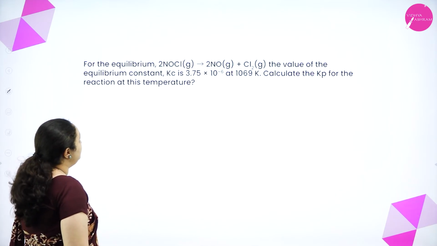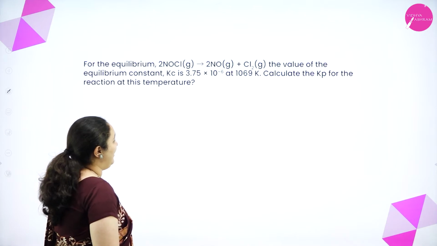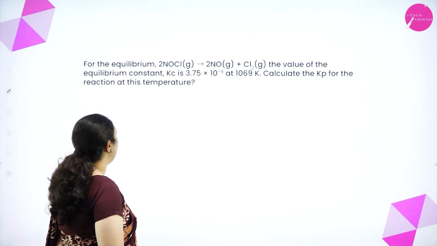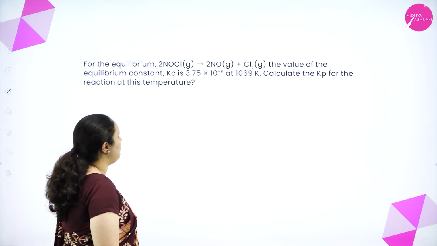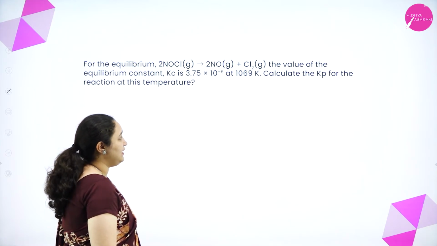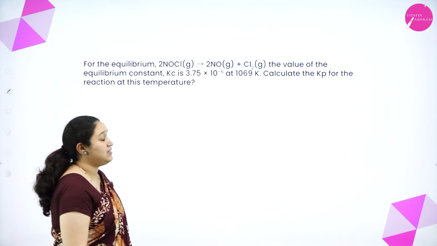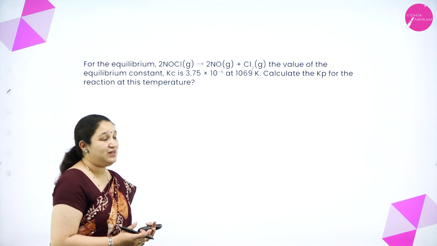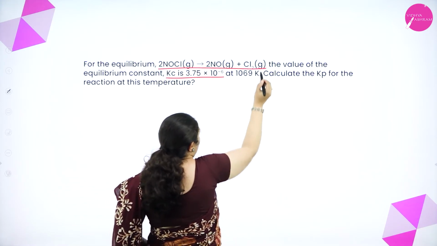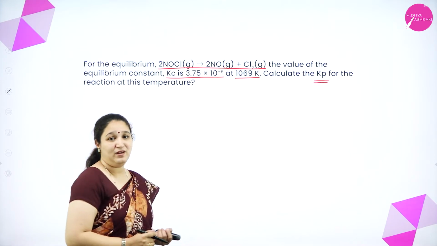For the equilibrium 2NOCl, it's a gas, giving 2NO gas plus Cl2 gas, the value of the equilibrium constant Kc is 3.75 into 10 power minus 6 at 1069 Kelvin. Calculate the Kp for the reaction at this temperature. So here what is given? Kc value is given, equation is given, temperature is given. You're supposed to find out Kp value.